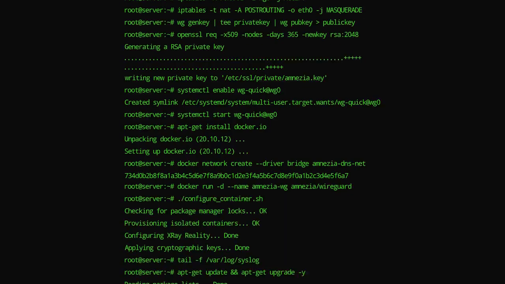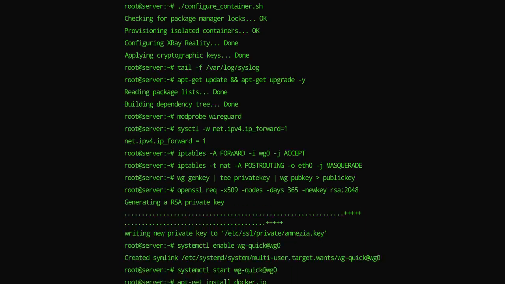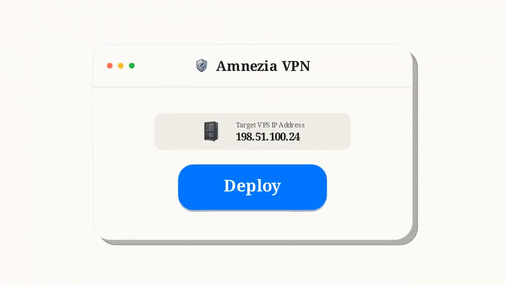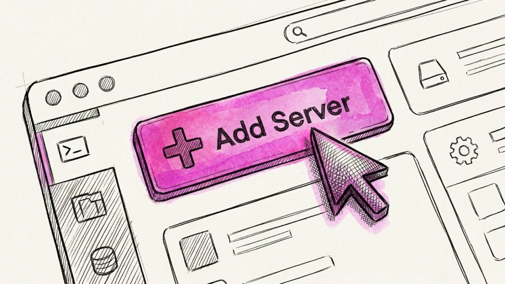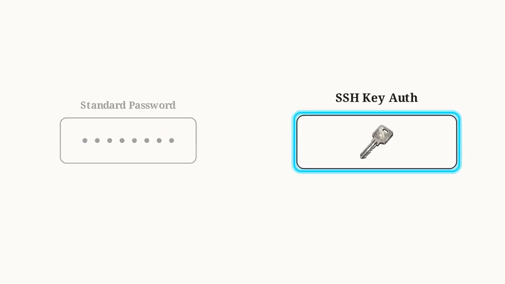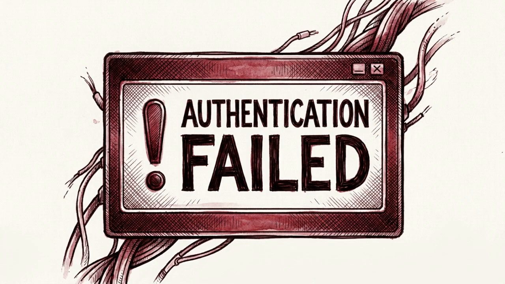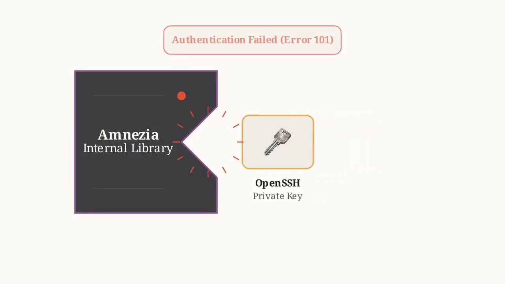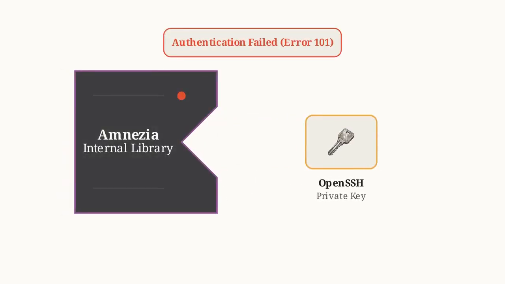From here, the Amnezia application completely bypasses the steep learning curve of traditional command line server administration. Launch the Amnezia application, click Add Server, and select the self-hosted VPN workflow. If you are on macOS or Linux and prefer using an SSH key instead of a standard password, you will likely encounter an Error 101 authentication block. The client's internal library will fail to parse a standard OpenSSH private key.